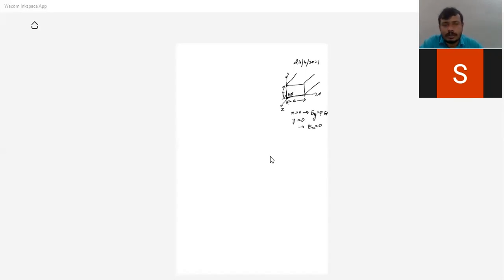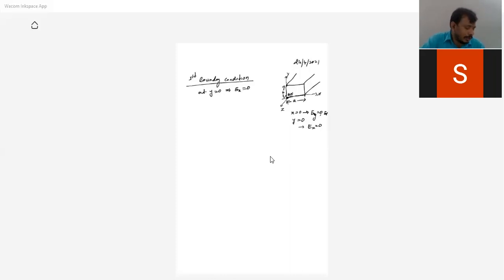So to find the constants, we are going a different way. We are not taking the Hz here. By electric field components only, we can find these field components. So I am taking the first boundary condition: at y equal to 0, ex is equal to 0. There is no ex component at y equal to 0.